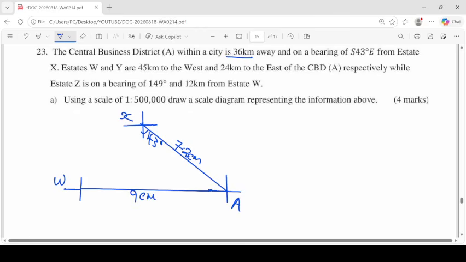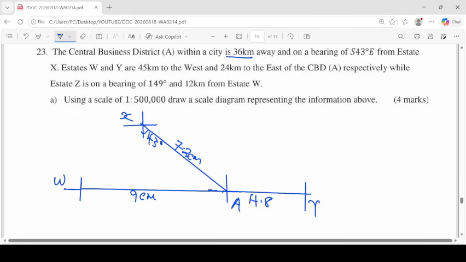Then they are saying east, Y is 24 kilometers to the east of A. So 24 kilometers, in terms of centimeters, you take 24 and multiply by 100,000. You divide this by 500,000. This is 4.8. So going to the eastern side is 4.8 centimeters. Then where you reach here, this is our Y. So that is what we are having.